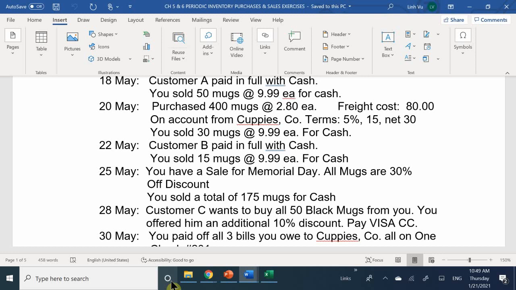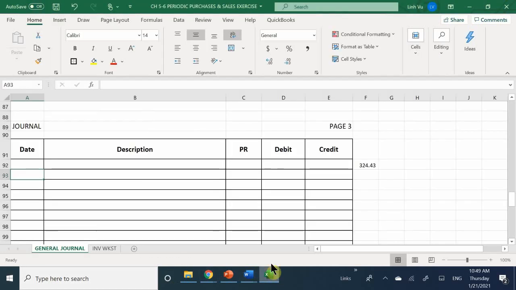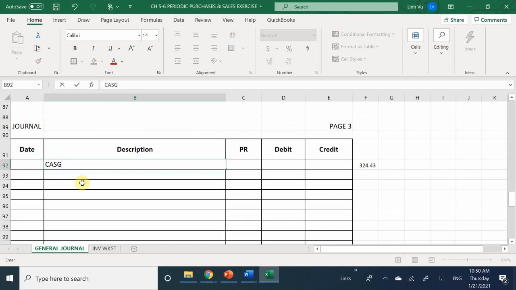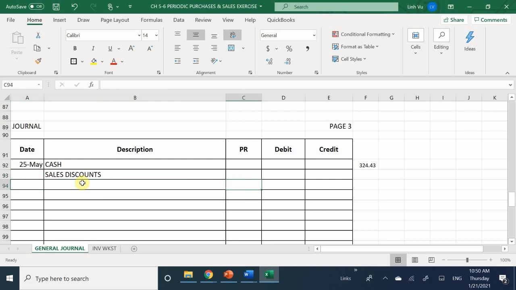So what are we actually going to be journalizing here? Cash. Good. What else? Sales discount. Good. And sales tax? No, we're not refunding sales tax, just sales discount. Good. What else? Sales, and then now we do sales tax.